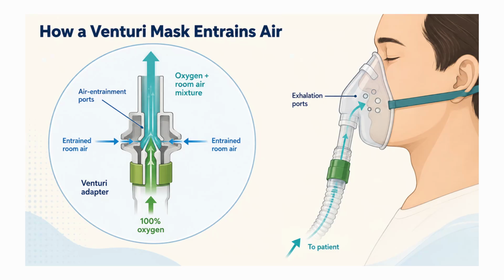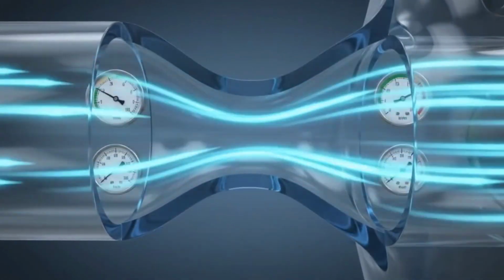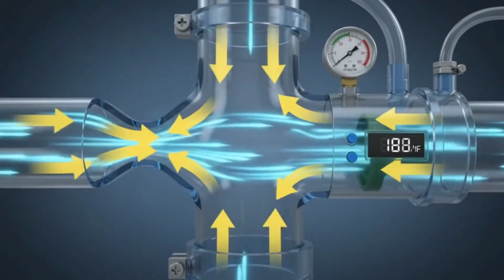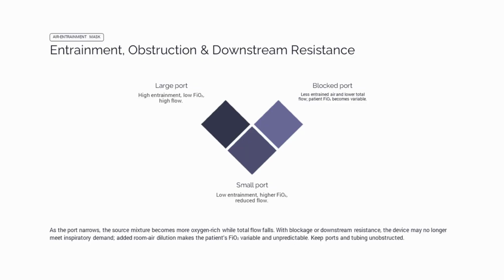Now, here's where the size of the air entrainment port really matters, and this is worth slowing down for. If you open up the entrainment port by making it larger, the window is larger, and more room air gets pulled in around that oxygen jet. More room air means more total gas moving toward the patient, but it also means that the oxygen gets diluted more. So FiO2 comes out lower. That's your low FiO2 setting. More entrained air, more total flow, lower oxygen concentration.